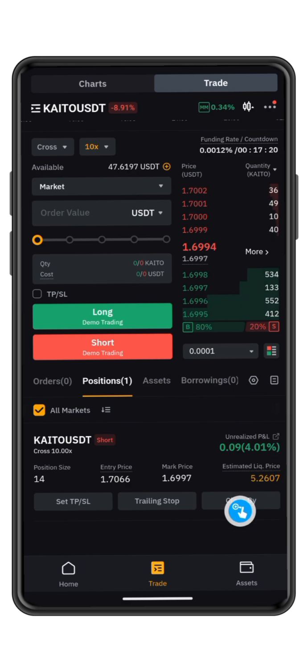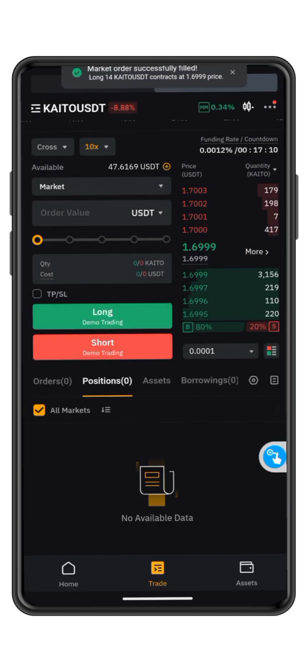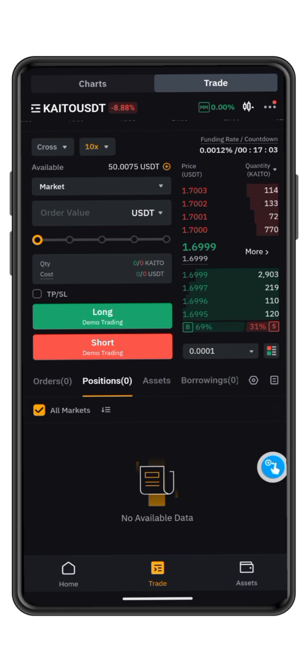So let me close. How do you close a trade? I'm going to click on close by. All right, I can just click on confirm. There are even better ways of closing a trade, but I'm going to show you that later on as we proceed. So I've closed the trade. Now you can see, ladies and gentlemen, the available balance now is 50.0075 USDT. It was about 47 before, but as I closed the trade, my profit was added, and I now have this. So how do we get started?